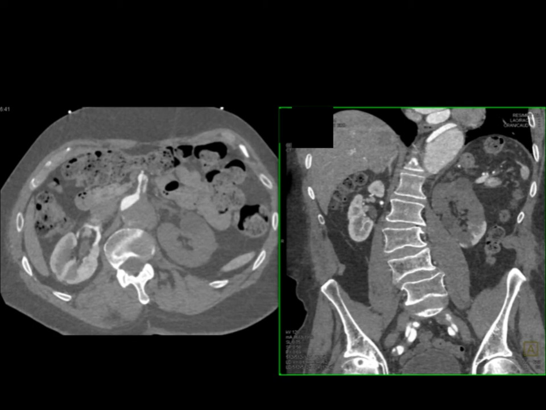I guess you could think about infarction. It's not pyelonephritis, and it's not artifact. What you're dealing with here is the fact that sometimes when you have a dissection, the flow into the false lumen is slower than the true lumen, which is the case here.